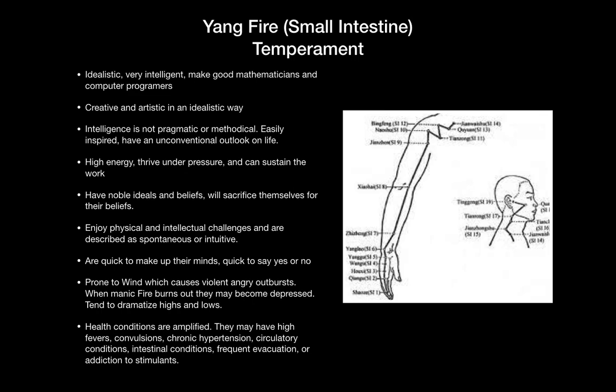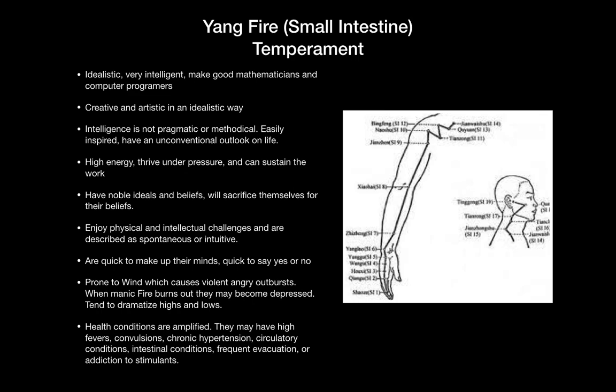This type is prone to wind because fire will stimulate wind, especially if it's located in the liver meridian, which processes almost all of our strong emotions. And when this happens, the wind will rise up from the liver and cause angry outbursts. If their fire burns low, they might get depressed. And they also have a tendency to dramatize their highs and lows.